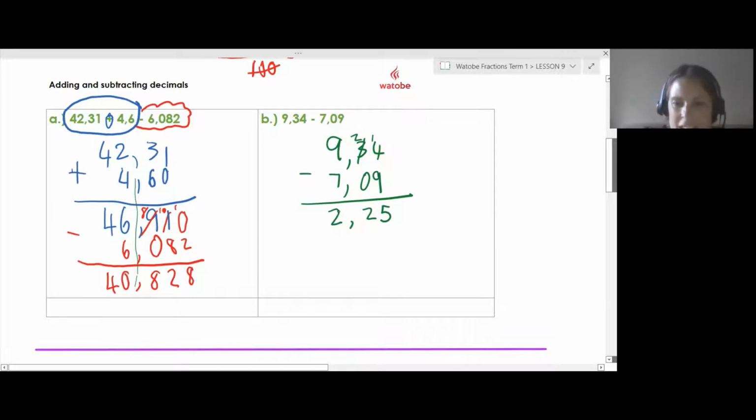And our answer is 2,25. Excellent. Well done. Okay, can I get a thumbs up in the chat if you managed to get that one right, guys? That's awesome. Fabulous. Loving this. That's much nicer, guys. It's a bit easier when we just have the one operation, when we just have one thing that we have to add or subtract, is that a bit easier?